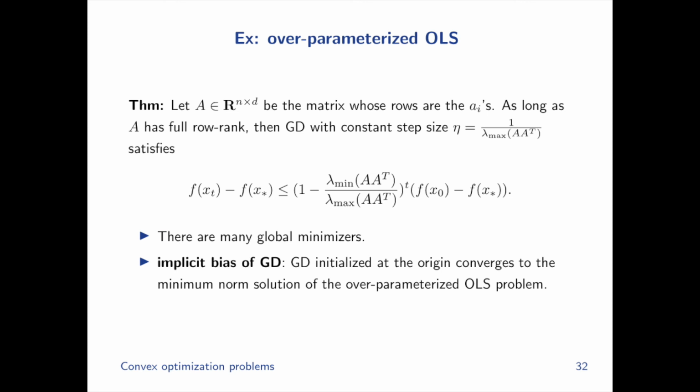And if you initialize at the origin, then basically you're going to get to the point where there's no component in the null space. And this is what's called the minimum norm solution. Also it's what the pseudo inverse would give you if you try to solve this over-parameterized least squares problem with the pseudo inverse. Okay, so that's a statistical connection for you.